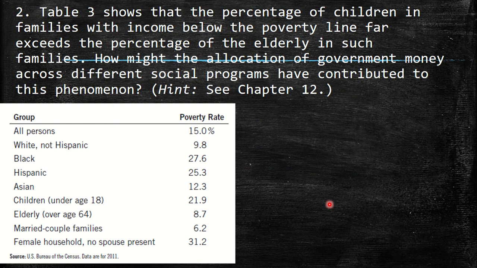In the second point, we have table 3, which shows that the percentage of children in families with income below the poverty line far exceeds the percentage of the elderly in such families. How might the allocation of government money across different social programs have contributed to this phenomenon? Here we have the table that we already saw during the chapter. Children have 21.9% below the poverty rate, and elderly have a different behavior because they have a really good one. They are just 8.7% that belong to this group below the poverty rate.